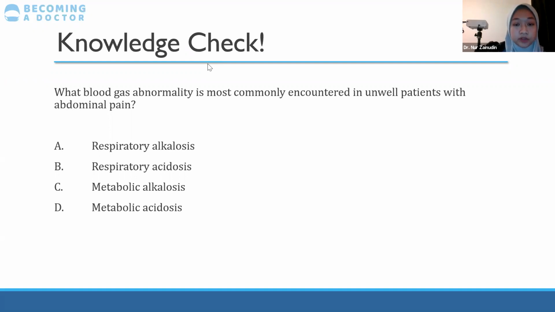So critically unwell patients with abdominal pain tend to have metabolic acidosis. These unwell patients are usually the ones with mesenteric ischemia and so on. And the exact pathophysiology I cannot remember, but it's something to do with lactate buildup and tissue necrosis, tissue death, that causes the acidosis.